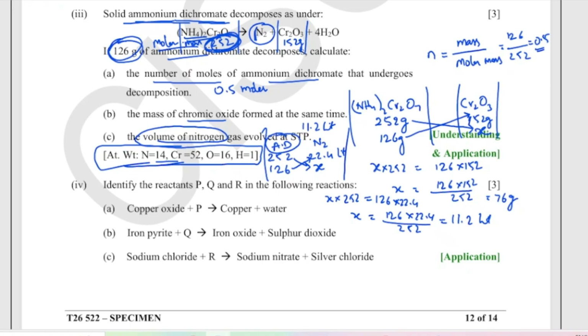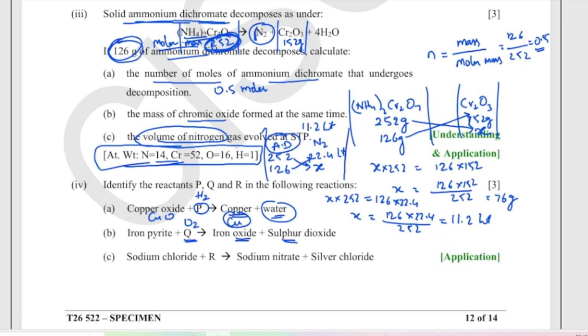Right. Next, identify the reactants P, Q and R in the following reactions. Copper oxide plus P gives copper plus water. So here copper oxide, CuO, is going to convert to copper metal. So there must be a reducing agent used which will give you water. So this must be hydrogen. Next one, iron pyrite plus Q gives iron oxide plus sulfur dioxide. So this must be oxygen.